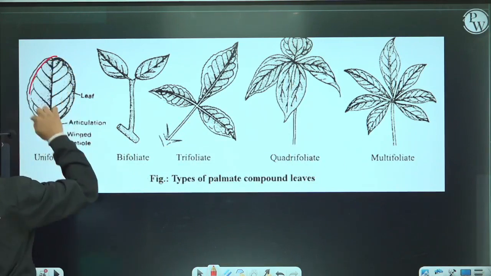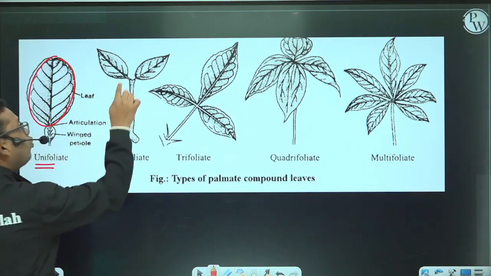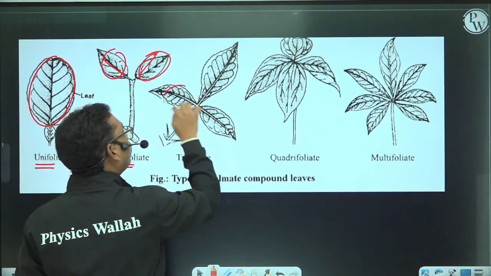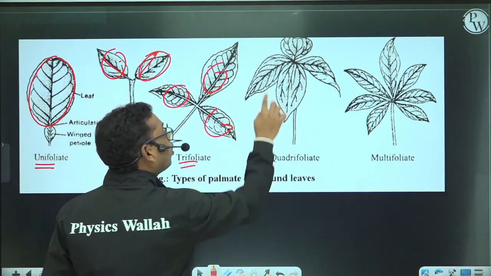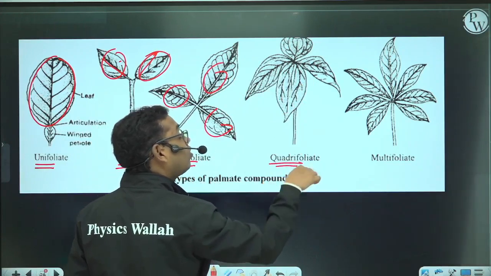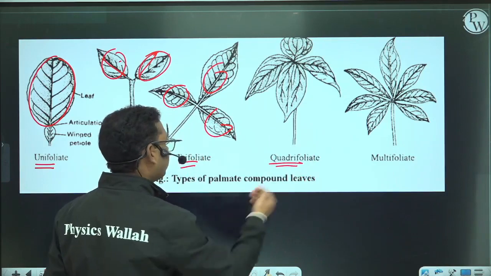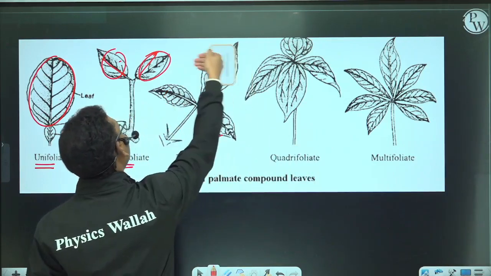If one leaflet is present, unifoliate. If two leaflets are present, bifoliate. If three leaflets are present, trifoliate. If four leaflets are present, quadrifoliate. And if more than four leaflets are present, that is called multifoliate. So this is about the palmately compound leaf.